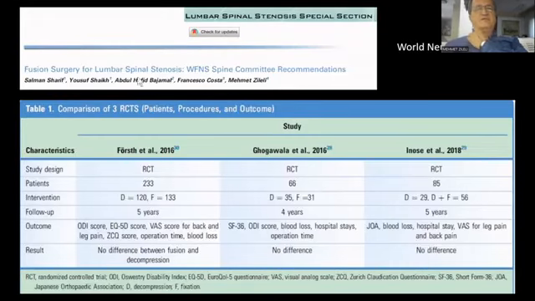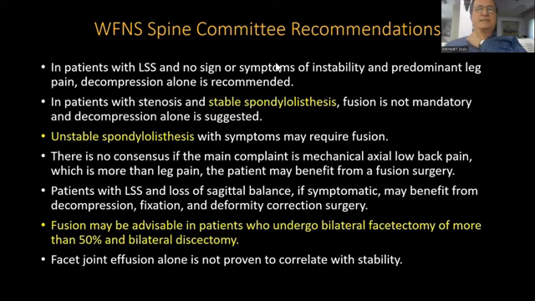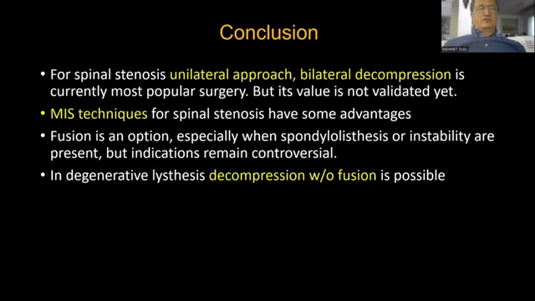This is a recommendation of the WFN Spine Committee, and in those recommendations, we described that stable spondylolisthesis patients may not need a fusion. Unstable listhesis patients with symptoms, especially back pain, may require fusion. And fusion may be advisable in patients who undergo bilateral facetectomy of more than 50% and bilateral discectomy. Especially those patients may need to go to a fusion surgery.